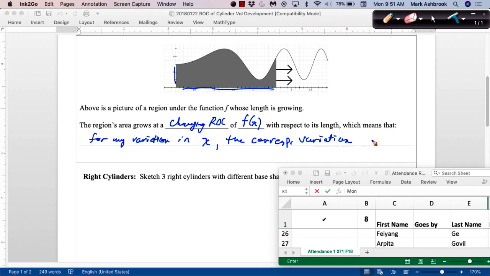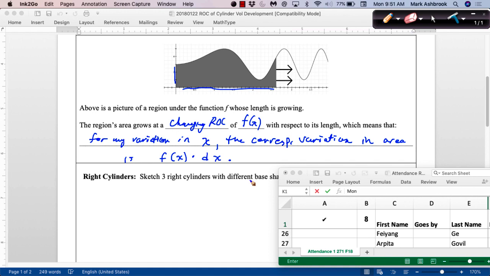Corresponding variation in area is f of x times dx. What do we think? Okay, perfect. So this follows our rate of change definition perfectly, but there's something we've got to do a little bit differently here. This doesn't quite work.